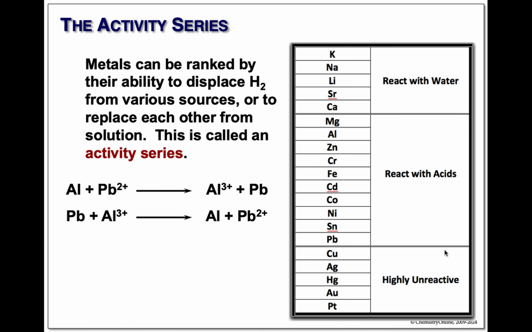Now here's a test question. Here's a series. Aluminum plus lead-2 or lead plus aluminum. Which one goes and which one doesn't? What's the rule? If the element is above the ion, it works. Element, ion, this one doesn't do it.